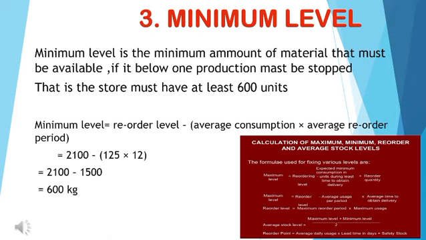Minimum level. The minimum level is the lowest quantity of material that must always be kept in store. This is calculated as minimum level equals reorder level minus average consumption times average reorder period. Reorder level 2100, average consumption 125, average reorder period 12. Then the answer here is 600 units.